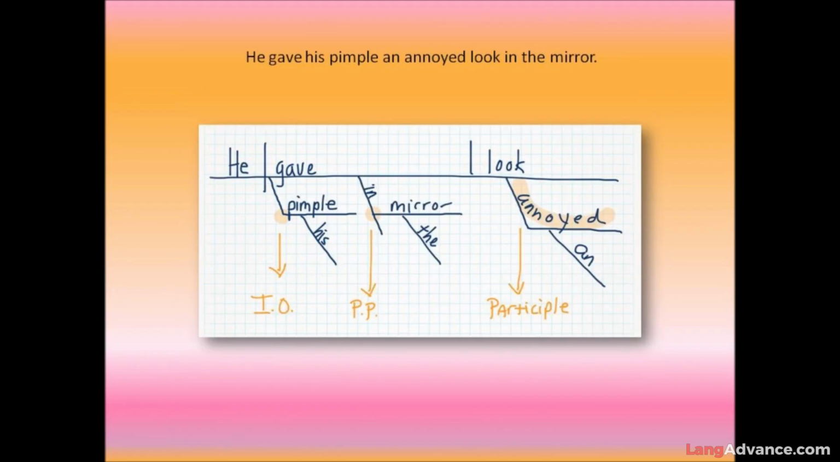He gave his pimple an annoyed look in the mirror. He is the subject, gave is the verb, look is the direct object. His pimple is the indirect object. In the mirror is the prepositional phrase, and an annoyed describes the look that he gave his pimple. Take a look at the difference between diagramming the indirect object, the prepositional phrase, and the participle. Make sure you can tell them apart.